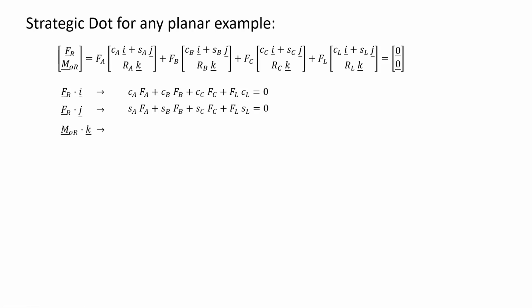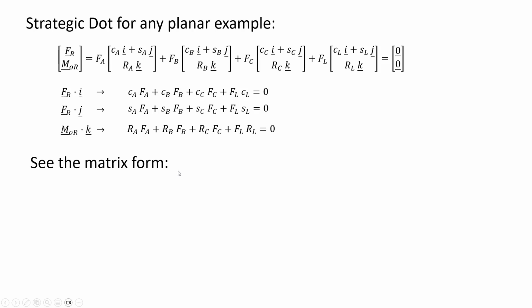And then the last one is where you're going to take the resultant moment and dot it with k, and that's all you have. So you're going to end up just plucking out the r's here, because k dot k is 1. You're going to pluck out the r's out of the bottom equation. So you end up with these three scalar equations. And then you want to think about going to a matrix form here.